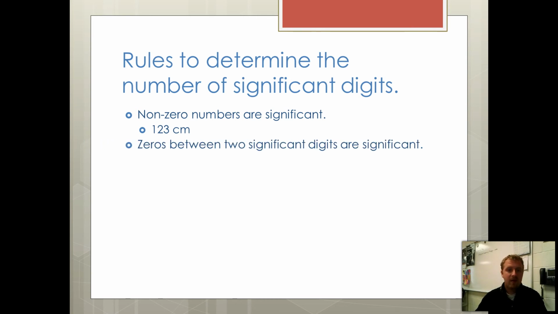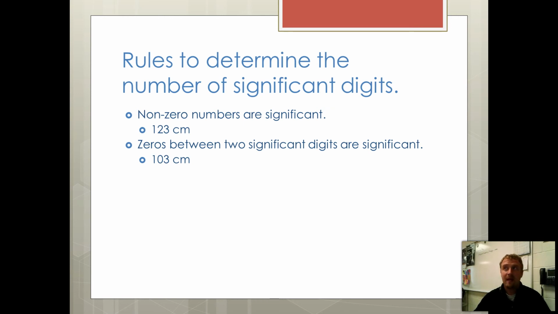Okay, in this one, zeros are between 2 significant digits. I like to call these sandwiches. The 0 is between 2 non-zero numbers, 1 and 3. When you have a sandwich like this, where you have zeros in between 2 significant digits, the 0 becomes significant.